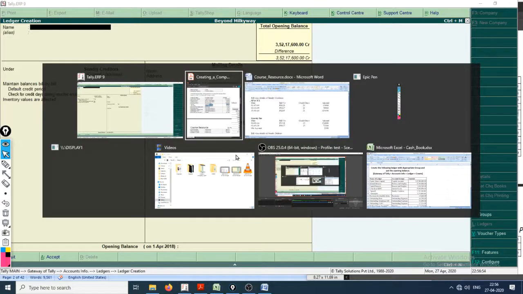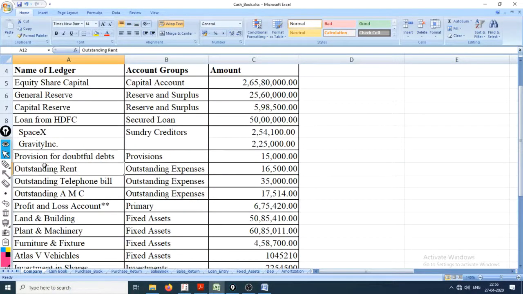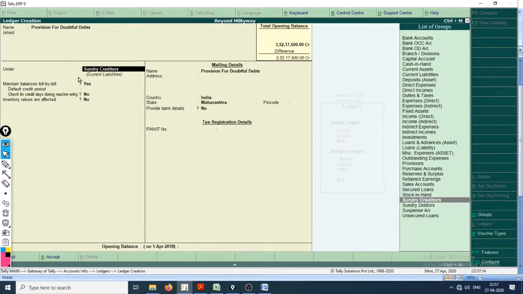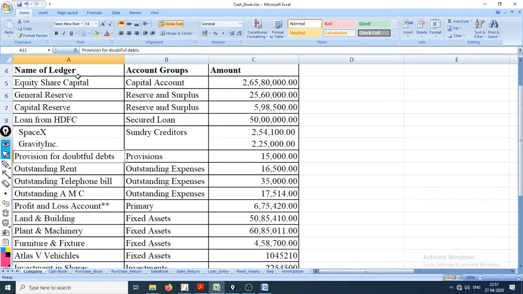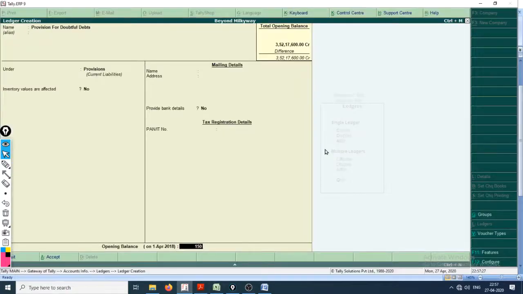Same thing for Gravity also. Yes. Next thing it is asking us is provision for doubtful debts account. We'll learn about the provision for doubtful debt when we study about the provision, so don't worry about it right now. Let's just create this account, provision for doubtful debts. It should go into the provisions. Enter. What was the amount we are into this entry? 15,000. Enter. Yes.